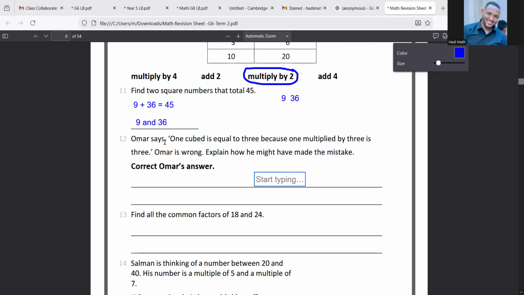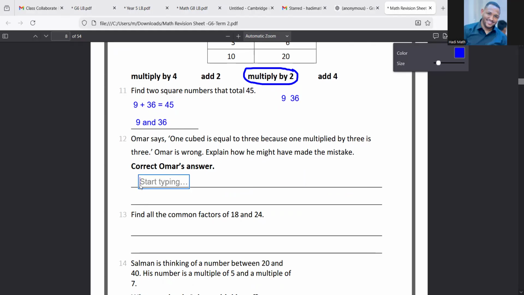Omar says 1 cubed is equal to 3 because 1 multiplied by 3 is 3. Omar is wrong. Explain how you might have made a mistake.